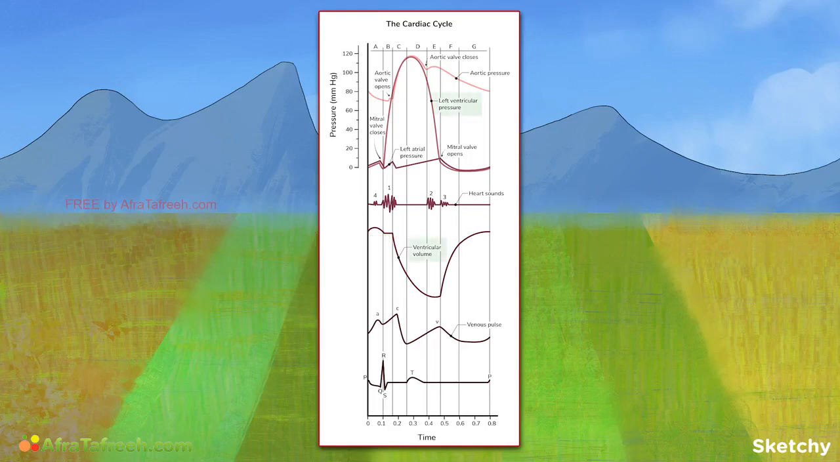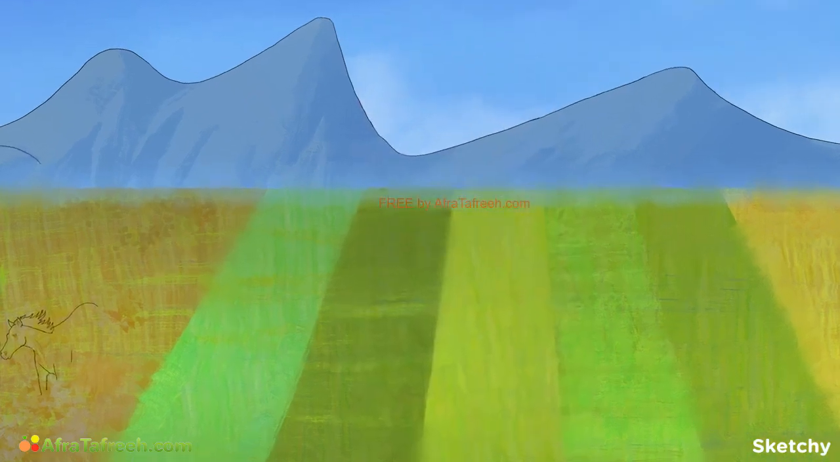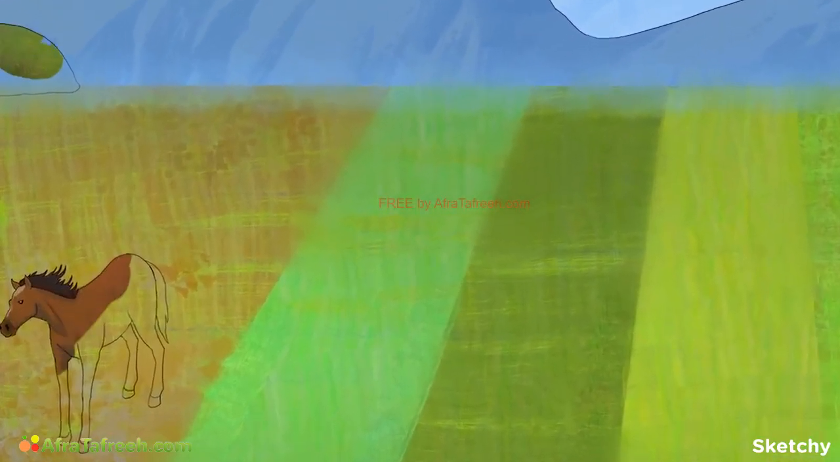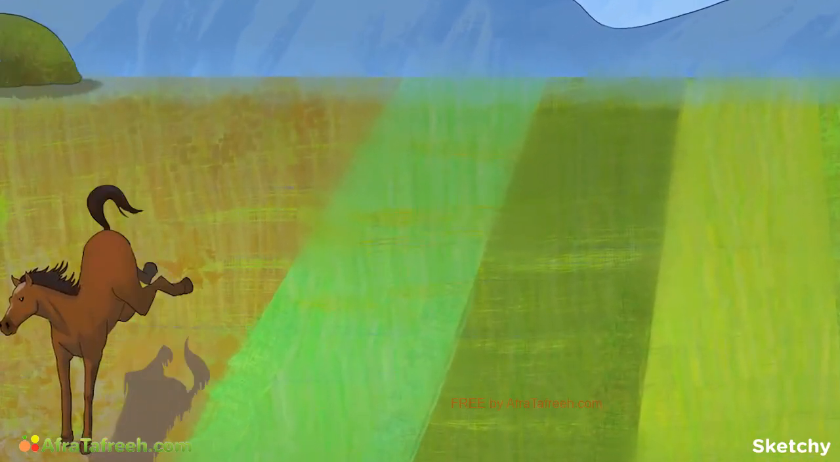This includes left ventricular pressure and volume, aortic pressure, left atrial pressure, the venous pulse, and the timing of the heart sounds. With all that out of the way, let's dive in. The first phase of the cardiac cycle is atrial systole.